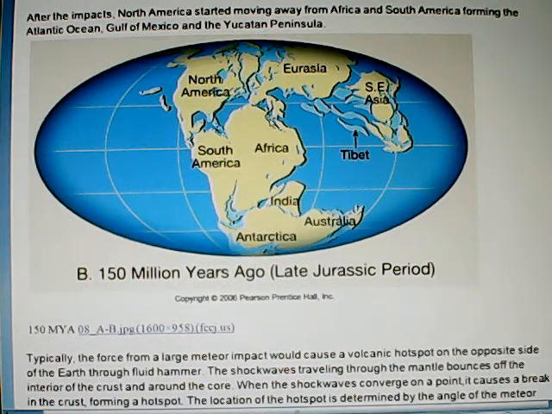But at 150 million years ago, you can see that the Yucatan and the Gulf of Mexico has opened up. South America is starting to move away, Africa is moving away.